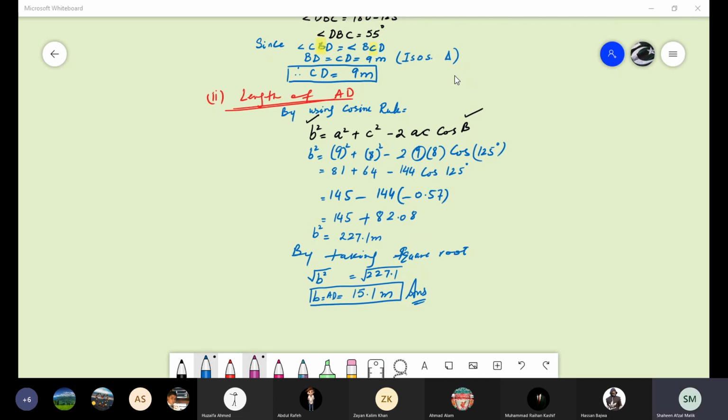Everyone has done? Yes, ma'am. Okay, so today I wanted to start the revision worksheet, but because the time is about to be over, we cannot start it today. Can we start the worksheet tomorrow? Yes, ma'am. We will start the revision from the same chapter.